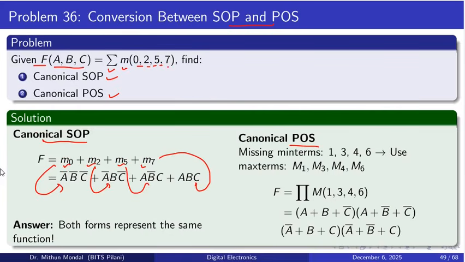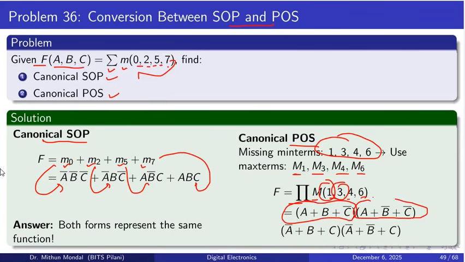And for canonical POS, the terms missing here are 1, 3, 4 and 6. So the max terms will be used, that is 1, 3, 4 and 6. So the product of the capital M index terms of 1, 3, 4 and 6. And the representation of 1 is A plus B plus C bar. The representation of 3 is A plus B bar plus C bar. And similarly for 4 and 6. So we can obtain the canonical SOP and POS given the expression. Both forms represent the same function and both are related to each other by complements.